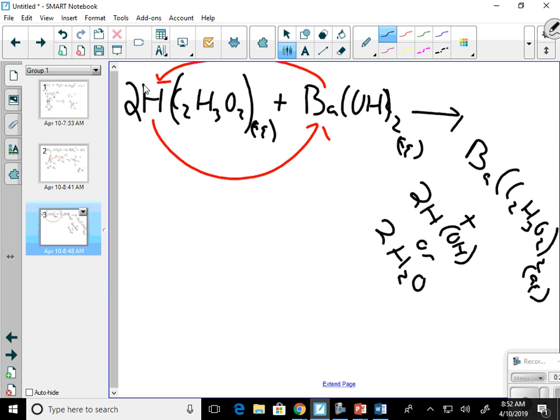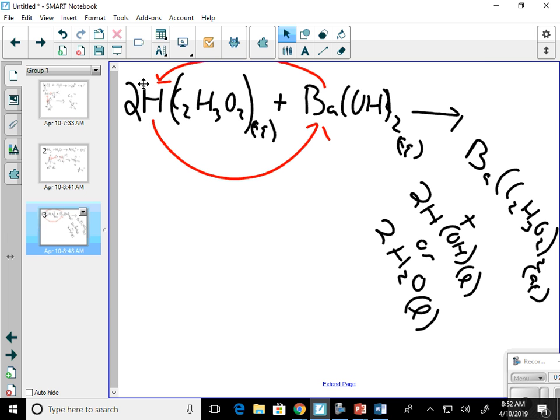So sometimes to help balance the equation, students will write water as HOH. But a neutralization reaction between an acid and base is going to make water. Phase notation for water, it's a liquid.